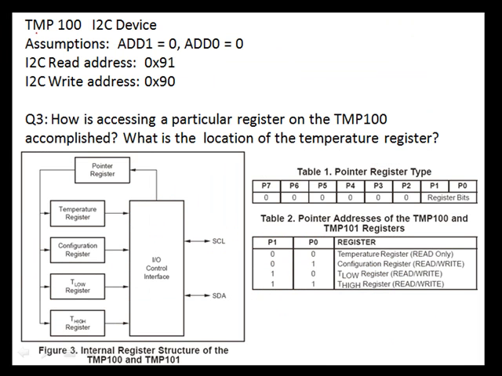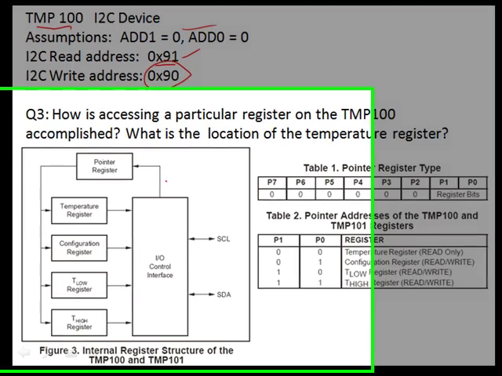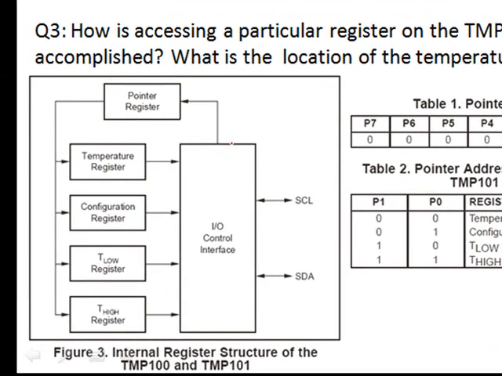So once you know how to talk to a particular device via its I2C address, in this case, for these assumptions, the I2C read address would be a hex 91 and the I2C write address would be a hex 90. Once you know that, the next question is how to get data in and out of particular registers inside the device. Typically the device will have different registers that contain values that we want. In this case, since this is a temperature sensor, there's a temperature register inside of it that will contain the temperature that we want to read to see what temperature it's measured.